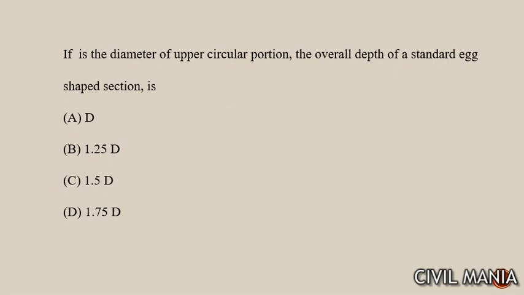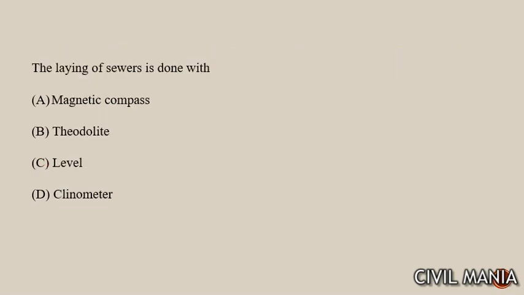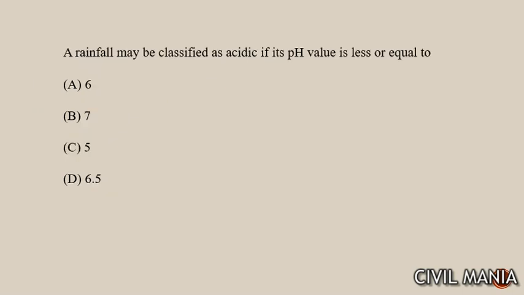standard accepted section is 1.5 times of the diameter. The laying of sewer is done with the help of level. Next question is rainfall may be classified as acidic if its pH value is less than or equal to 5.